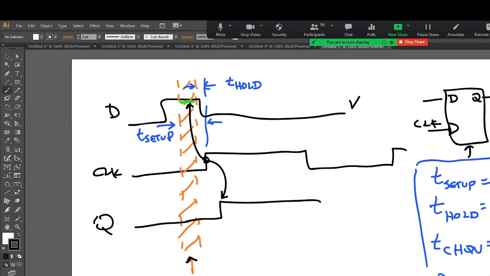Positive edge. So let's draw it in purple. So I sampled right here, right? That's when we're sampling it. And what it's sampling is the D input. And what it samples is within this restricted region. Okay, that's what it's actually sampling. And here it was always high, so it sampled to high. So the output will go high, but there'll be some delay, right? And that delay is this delay here. That's the TCHQV.